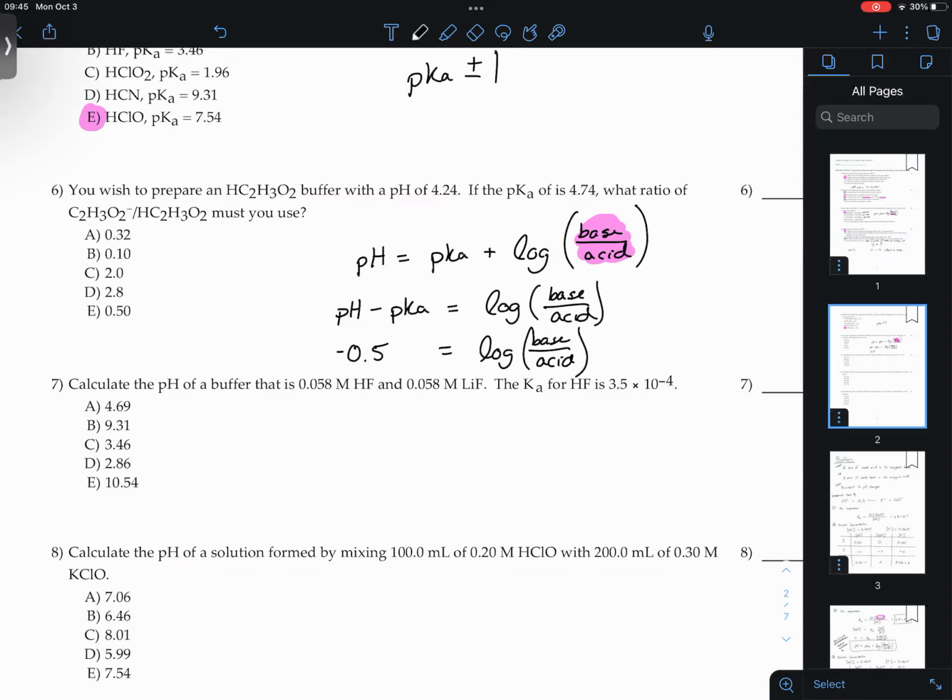To be honest, there's a few ways that we could do this. One is just kind of trial and error, because this is a multiple choice problem, right? Let me just plug in these values, take the log of them, and see what matches. Or if we remember our algebra, we could do the inverse of a log function, which would be to take 10 to the negative 0.5, and that will equal that ratio of base to acid. Remember that these are inverses of one another. Taking the inverse of the log is taking 10 to the power of that thing. So if we did this, this would give us a base to acid ratio of 0.32.